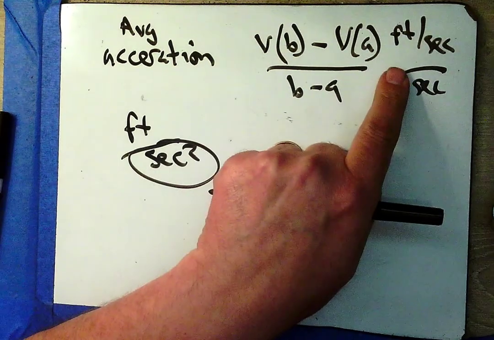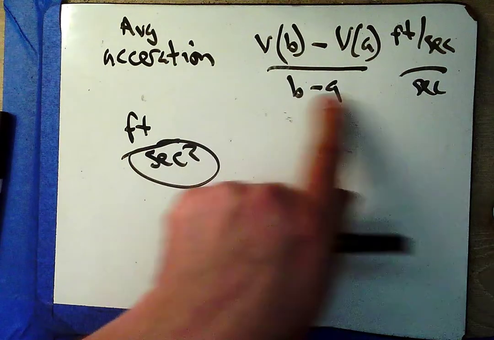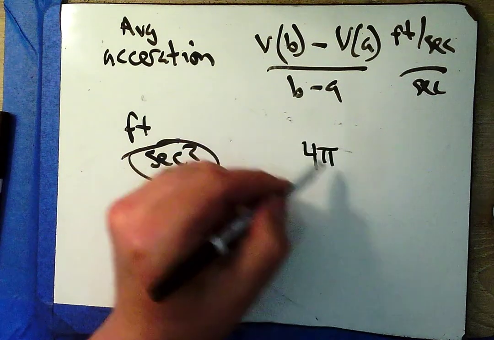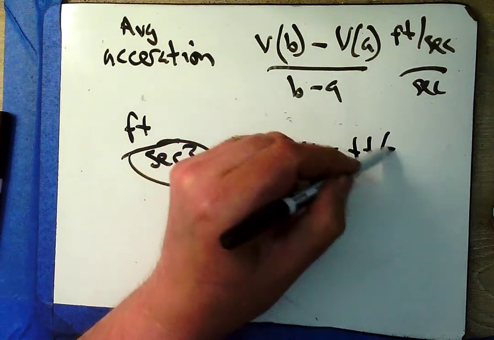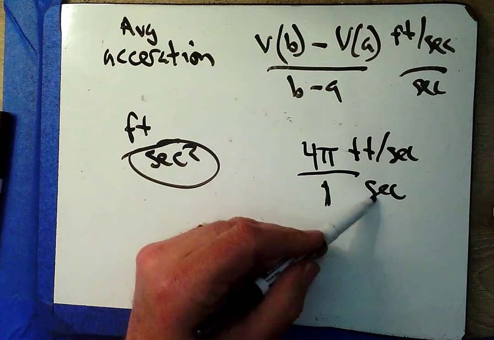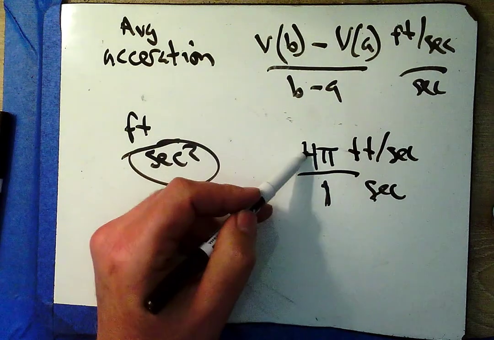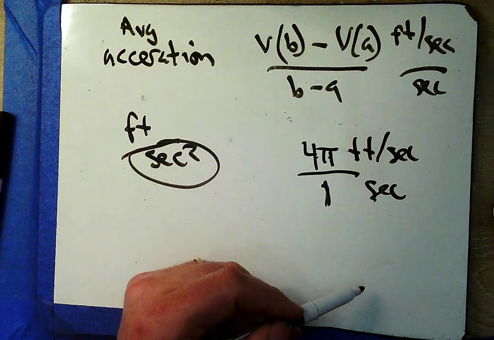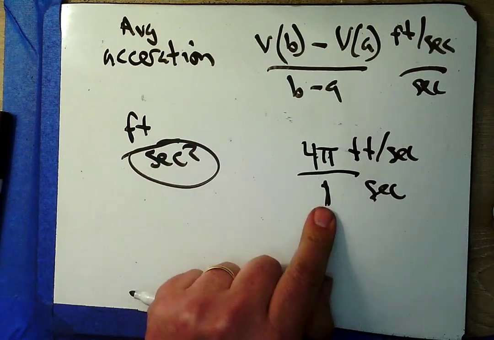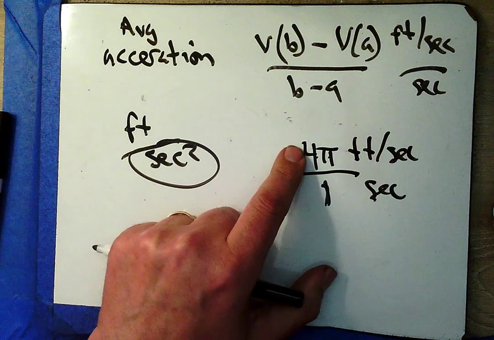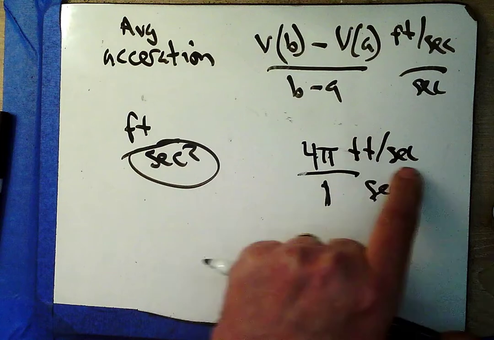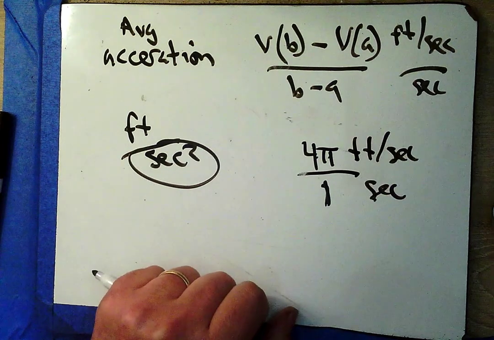But over here, when I see feet per second this way, then what I know is if I have 4 pi over 1, I'm saying for every increase in 1 second, the velocity is changing by 4 pi feet per second. I can actually make sense of this in the real world. For each additional second, the average acceleration, yes, the velocity feet per second is going up by 4 pi feet per second.